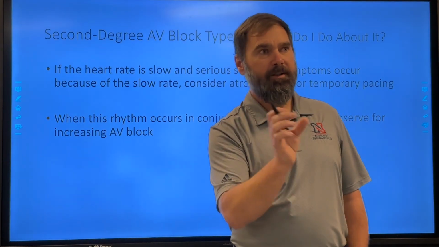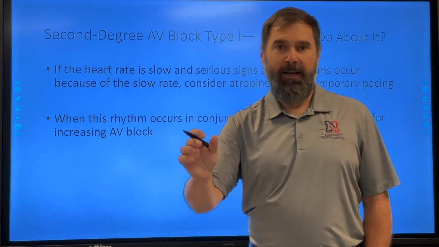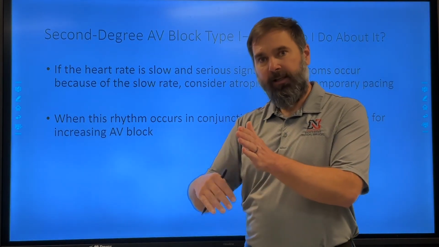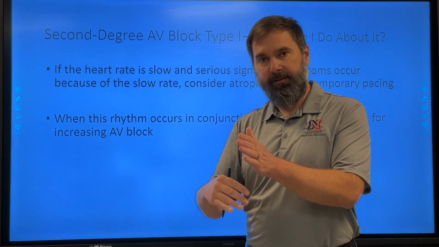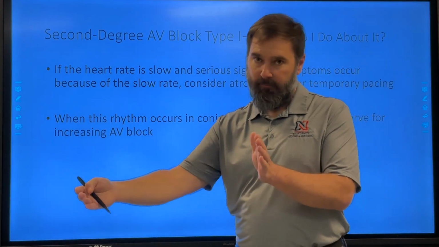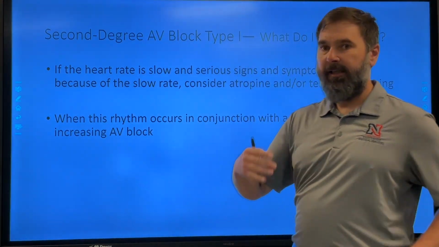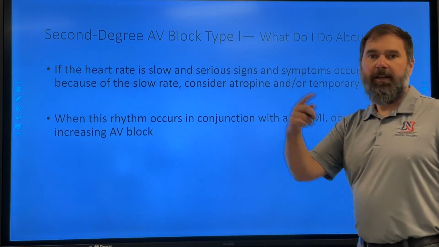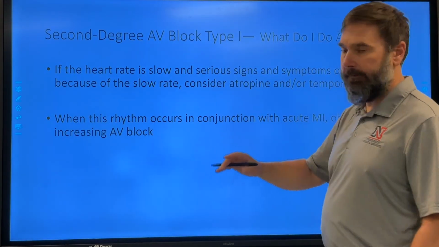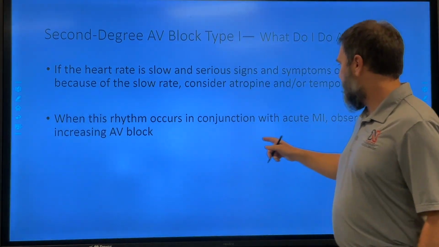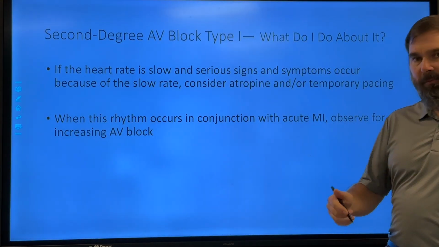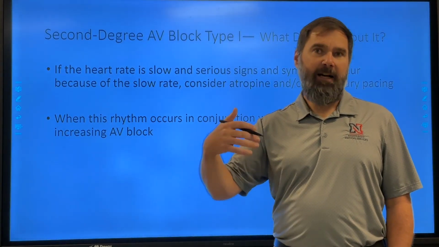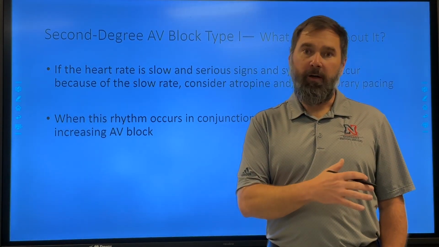So even though we would still have those increasing PRIs, if we can increase the number of P waves we have, then we can increase the number of QRS complexes we have. We're still going to have those dropped complexes, but we can speed it up a little bit to increase heart rate. So if we increase heart rate, we hopefully increase blood pressure. When this rhythm occurs in conjunction with acute MI, observe for increase in AV block. So again, if we suspect an MI, they already have a block, so the patient's at higher risk of developing or worsening AV block.